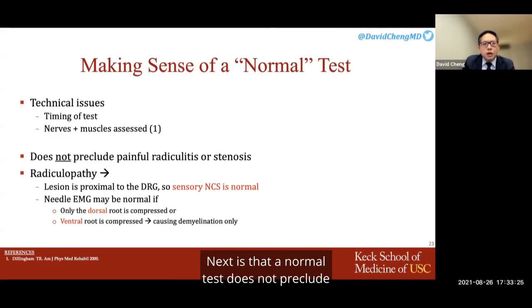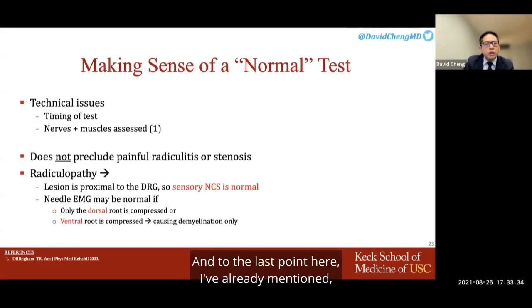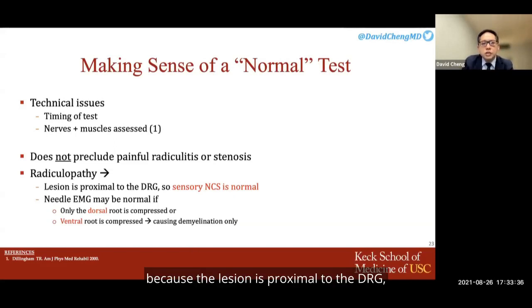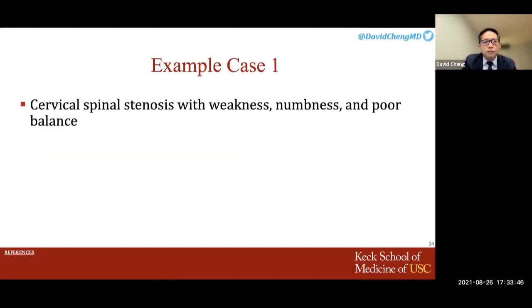Next is that a normal test does not preclude painful radiculitis, inflammation, not injury, or stenosis. And the last point here, I've already mentioned that because the lesion is proximal to the DRG, someone with a sensory complaint and imaging findings suggestive of radiculopathy, it may still come back normal.